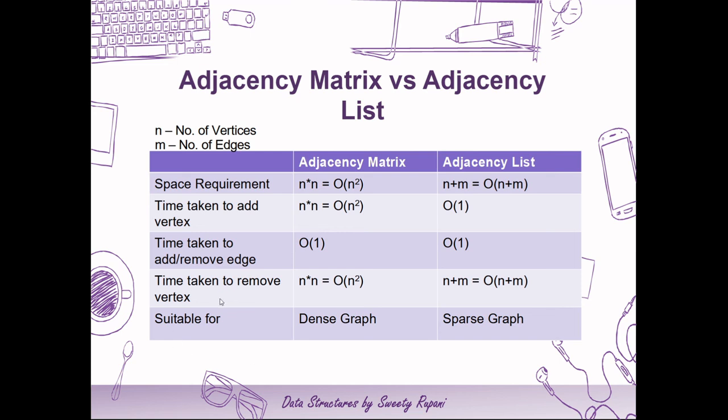Time taken to remove a vertex would be order of n square, because I have to remove the whole row and whole column. Similarly, in an adjacency list, it would be n plus n, because I just have to delete a particular array from that particular row. So we can say that an adjacency matrix is suitable for a dense graph, wherein I have so many edges connected with each other, and for a fully connected graph, whereas an adjacency list is preferable for a sparse graph because here I'll have to store very few entries.